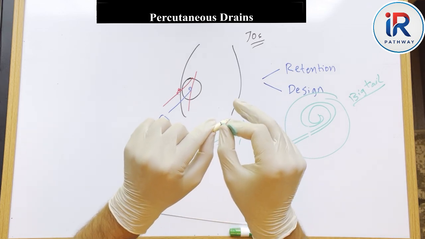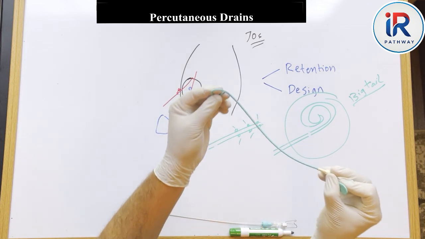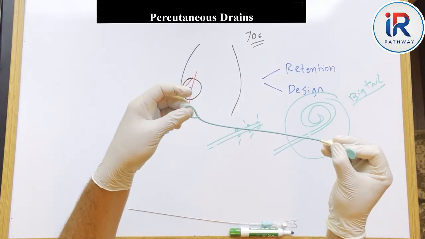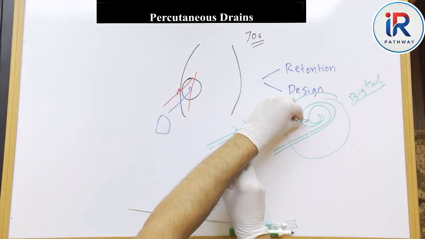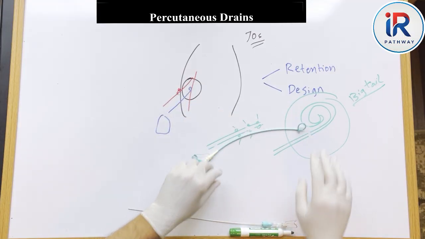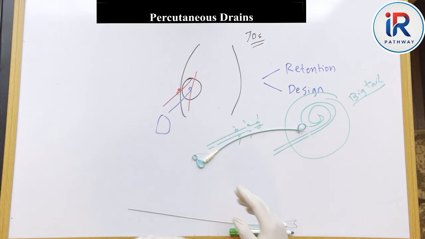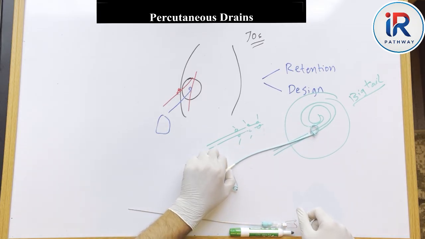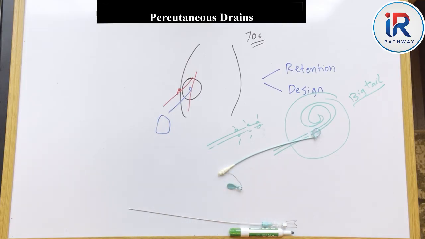When we first insert the drain, the string stays pulled tight, so the pigtail remains closed. It stays retained in the cavity like this until it's time to remove it. The removal techniques will be explained later. So this was the first major concept behind achieving self-retention.